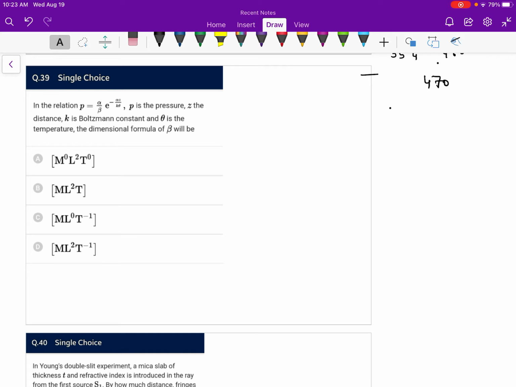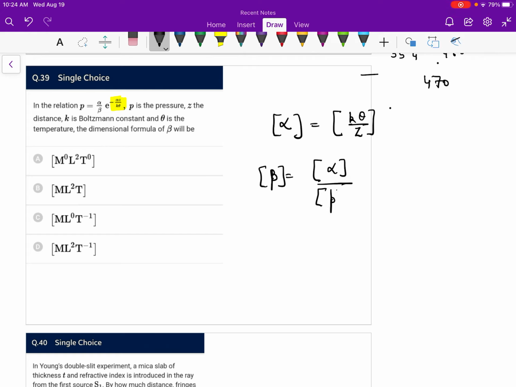So the dimensional formula of beta is, so we know that the argument of any mathematical function is dimensionless. So this alpha z by k theta is dimensionless. Okay. So the dimension of alpha is the same as that of k theta upon z, and the dimension of beta is the same as the dimension of alpha upon the dimension of pressure. Now alpha is k theta by z and pressure is P.